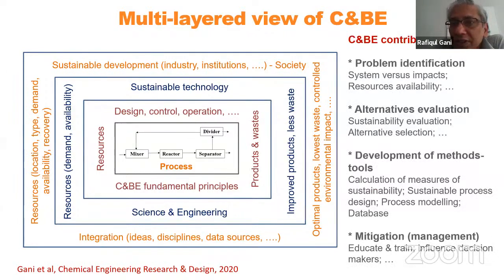So what is the chemical and biochemical engineering contribution? We identify the problem, we generate alternatives and also evaluation of them. We develop methods and tools. We do mitigation or management with respect to education and training, influence decision makers, and so on. That's our multi-layered view of chemical engineering.